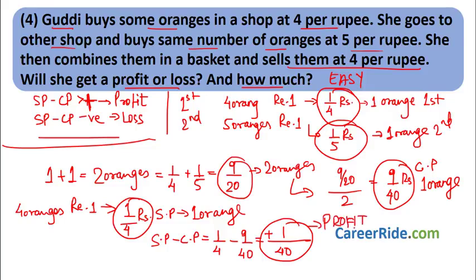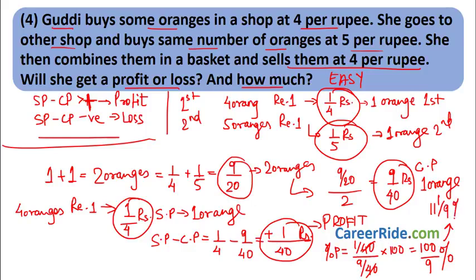And let us see how much profit she got. Over here the profit in rupees is 1 by 40. Cost price is 9 by 40. What we have seen, percentage profit is nothing but profit in rupees divided by cost price into 100. 40 gets cancelled. She gets 100 upon 9% profit. You can convert this into a mixed fraction also. It would be 9 11s are 99, 11 and 1 upon 9%. So she gets this much percentage of profit. See, we solved this sum not with formulas or anything.